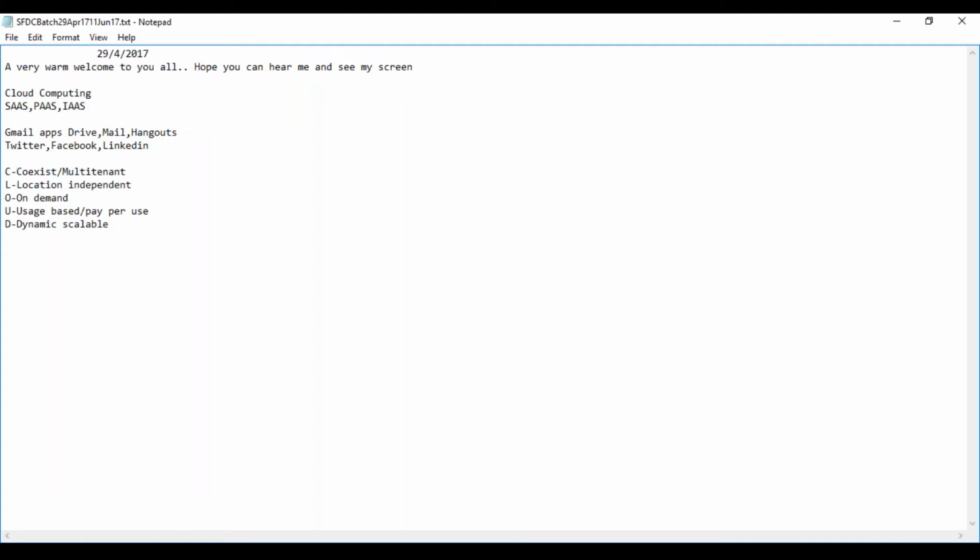And it is location independent, as many of you pointed out that you can access it from anywhere, anytime. You need not be sitting in front of your system. You can be in any part of the globe. And your instance would be available to you on demand. Whenever you demand, it will be available to you, up and running, no matter whether it is 2 o'clock in the night or 4 o'clock in the morning. Whenever you want, it will be there. And it is usage based.